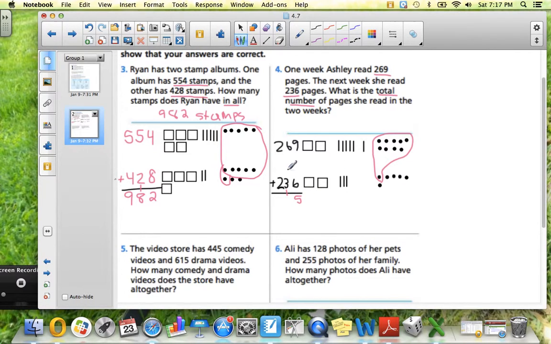Then we're going to move over to the tens. And we have 6 plus 3, which is 9, plus our new 10, which is 10. So we can also make a new group of hundreds. So we're going to put our 1 down here. And then we are going to put a 0 right here because we don't have any 10s left over since we made a new 100. Okay, and then we're going to move over to the hundreds and add 2 plus 2, which is 4, plus our 1, which is 5. So we found our answer of 505 pages. And I'll just put a P, but I want you to write pages out.